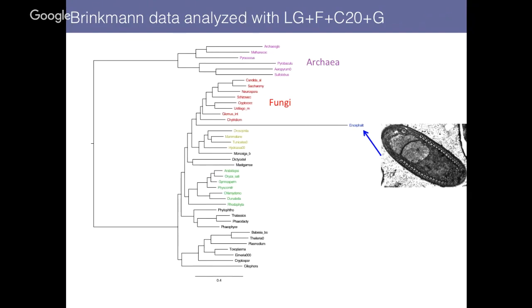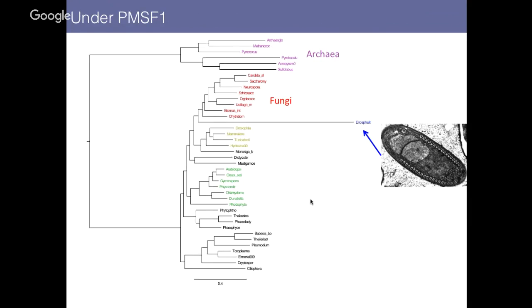If you use the mixture model, such as the C20 mixture model, you get microsporidia going with fungi where they should. So the long branch attraction problem is dealt with effectively by the mixture model, the C20 mixture model. Now, if we use PMSF1, that is PMSF model derived using the correct tree as the guide tree, you see microsporidia going with fungi, and that's good. You get the right results. So our model is much better.